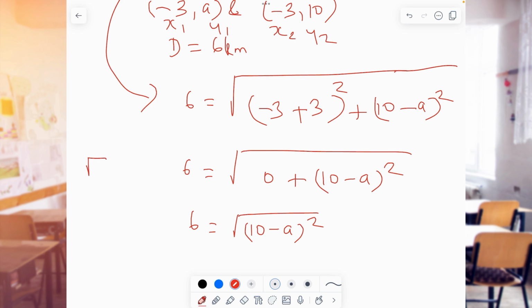For example, square root of 2 if you are writing, we can write it as 2 power 1 by 2, or square root of 3 we are writing, we can write it as 3 power 1 by 2.